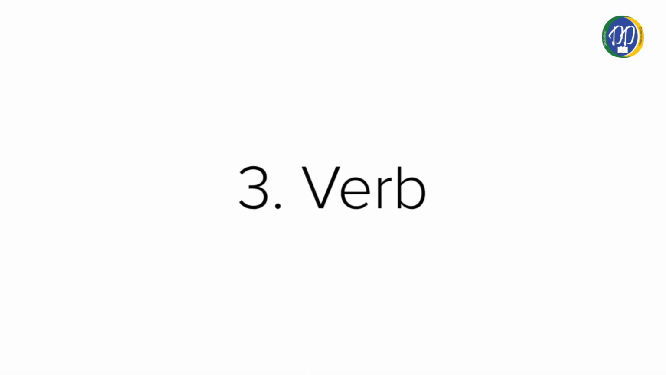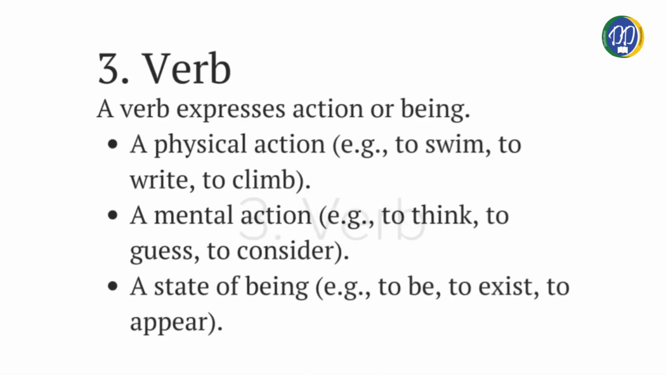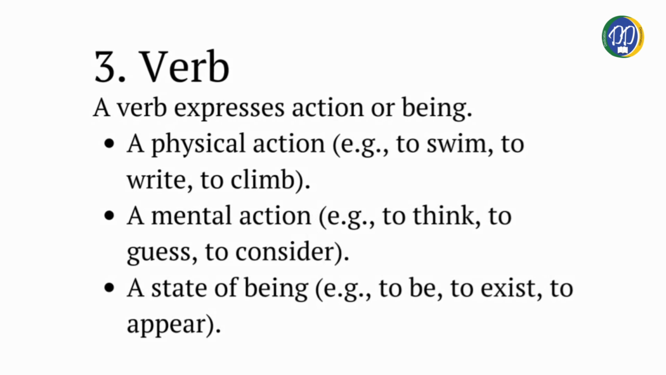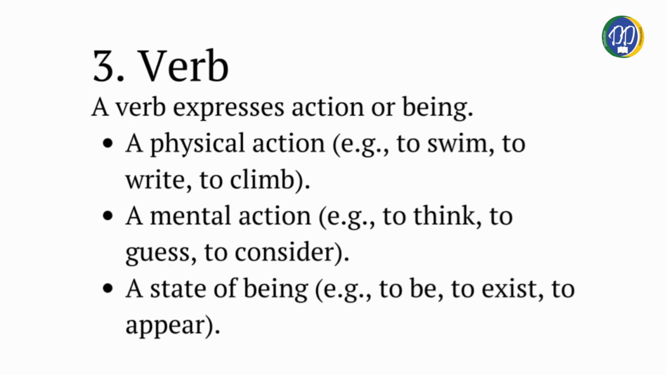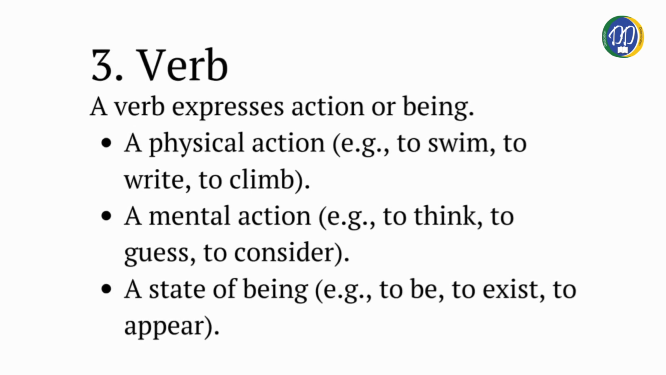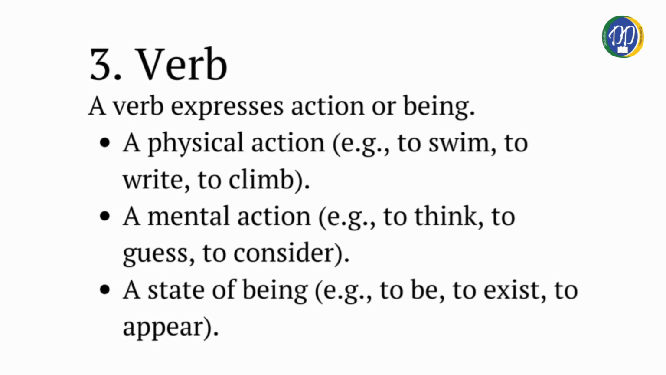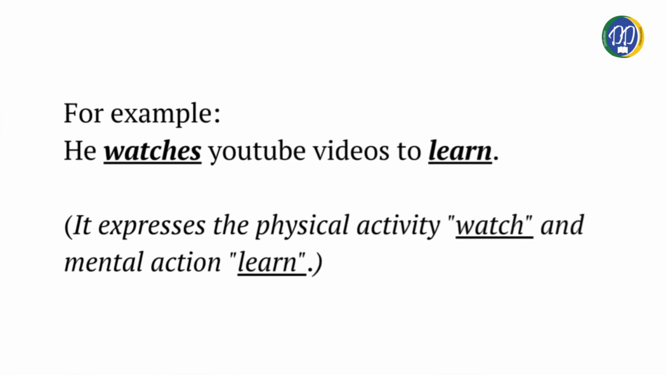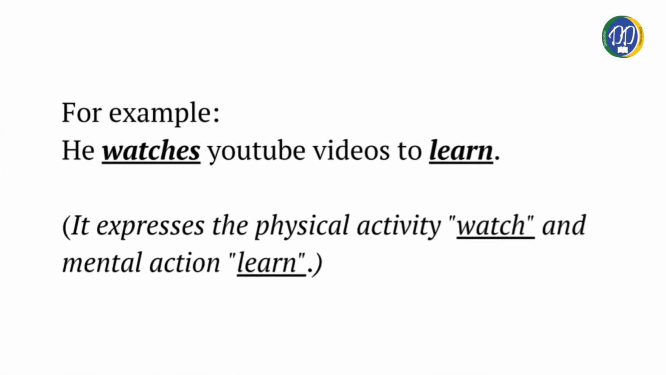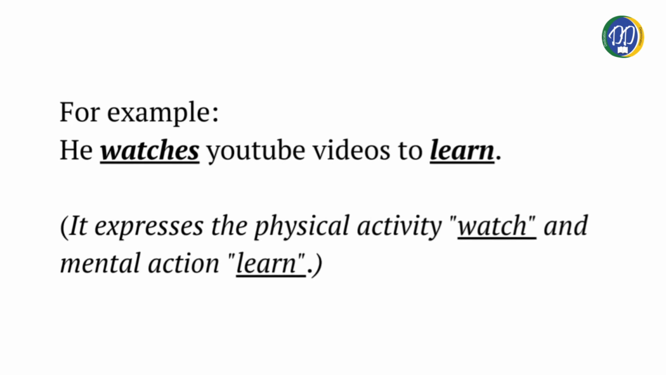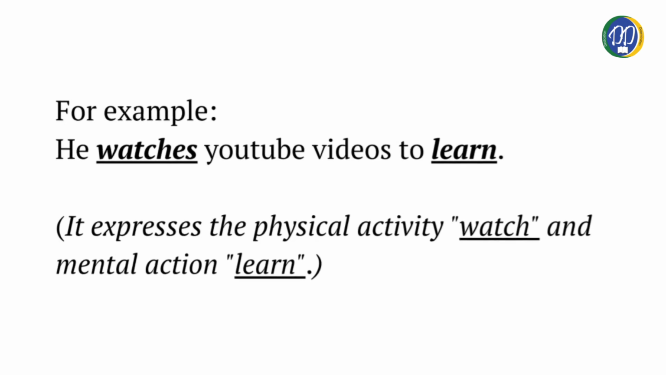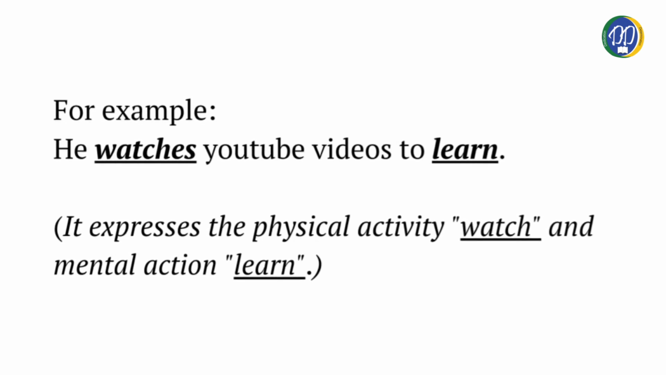And the third one is verb. A verb will express action or being, like a physical action, like to swim, to write, to climb, and mental actions, and a state of being actions. For example, he watches YouTube videos to learn. In this sentence, the words watch and learn are verbs because they express some actions.